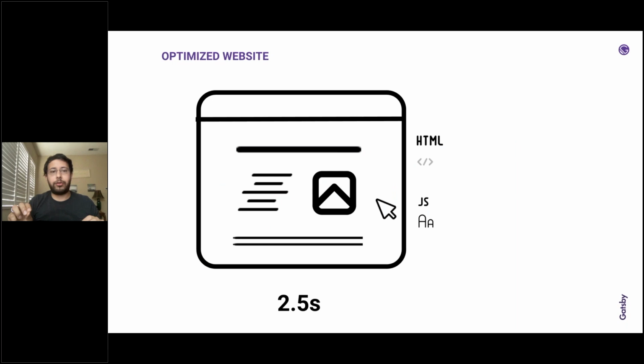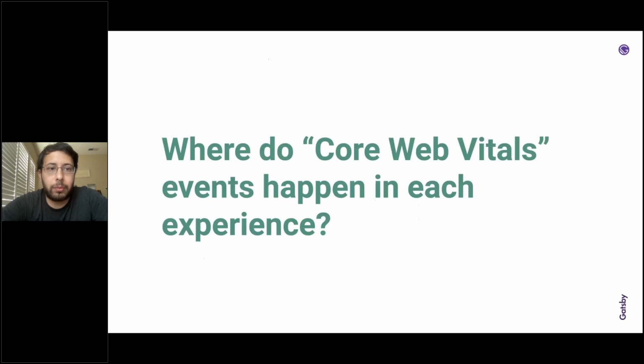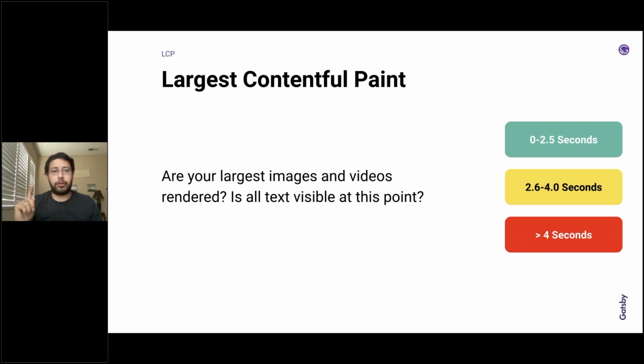Great. So we'll notice that we needed to do less in this example to get to the page being visually complete and then interactive than we did in the unoptimized website. But we'll go through this a little bit more. Again, we'll run through this example multiple times. And let's talk about where the core web vitals happen in the context of each page load experience. So now we're going to walk through those. Okay, so largest contentful paint.